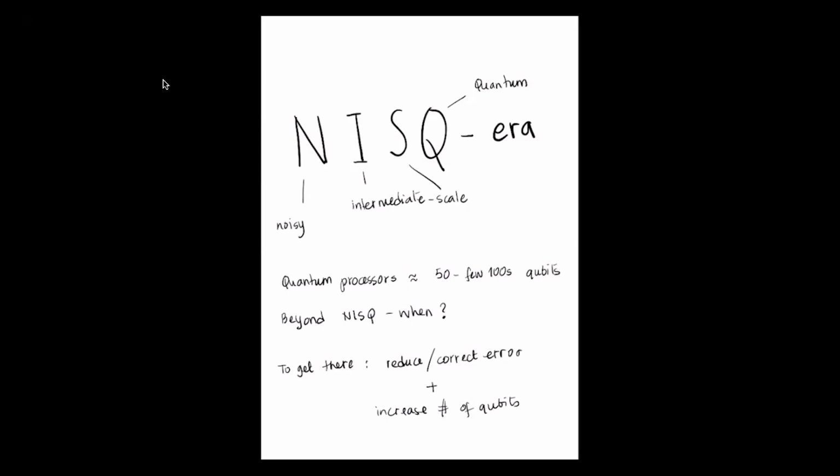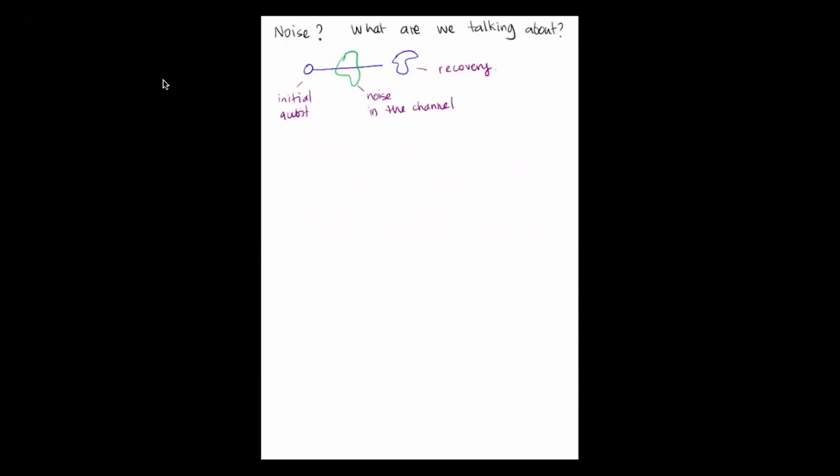All right, so a lot of philosophy, and let's see what noise actually means. The idea is that you have an initial qubit and you have a quantum channel, which I'm going to denote by this line. You want this qubit to travel through the quantum channel and reach the other side, and your hope is that the information will be passed correctly. You don't want it to become something else.